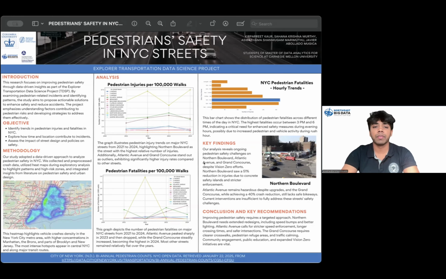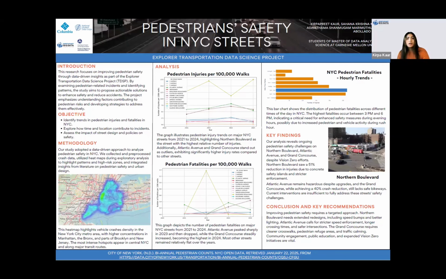Now, my teammate Kripa will brief us more on Atlantic Avenue and Grand Concourse and their necessary recommendations. Thanks, Aswath. Moving on to the next focus, Atlantic Avenue. Our analysis reveals that this wide, busy street, with 6 traffic lanes and 2 parking lanes, has a disproportionately high rate of pedestrian injuries and fatalities.